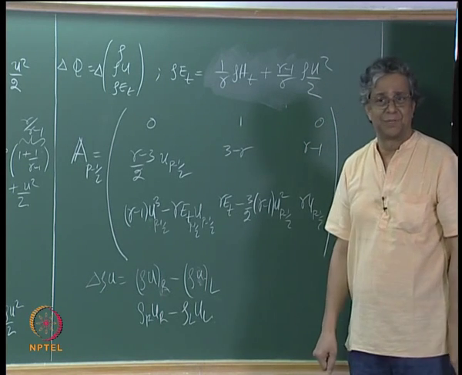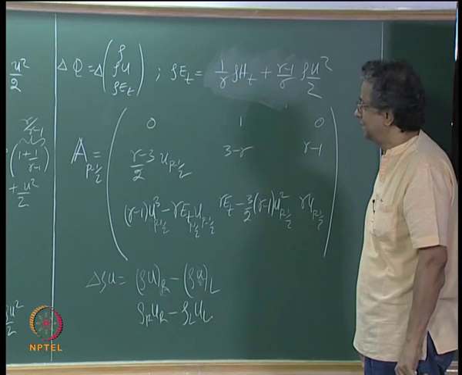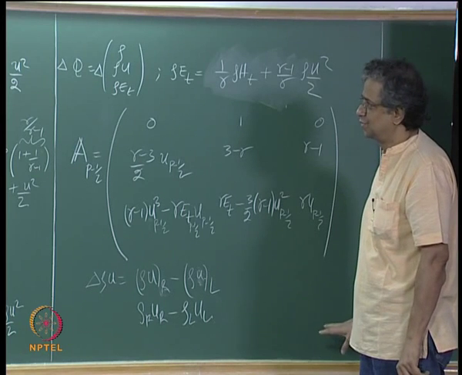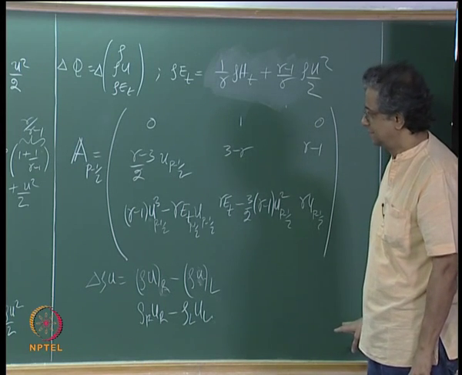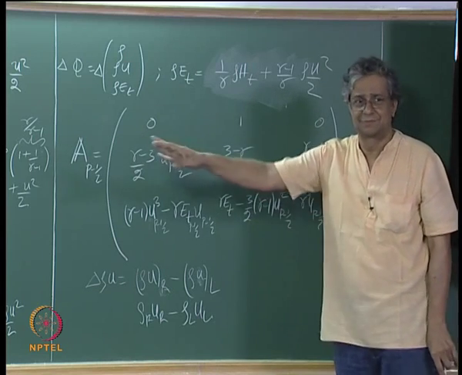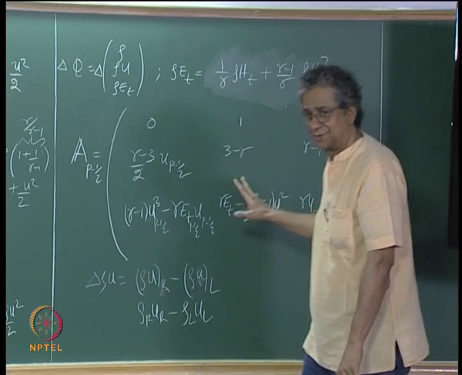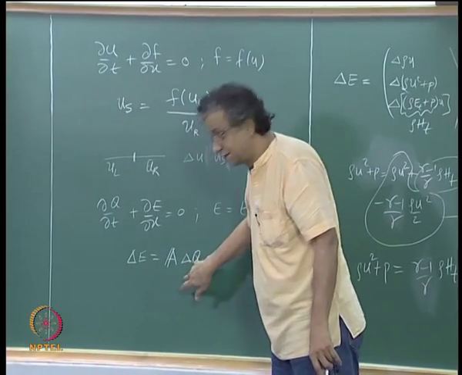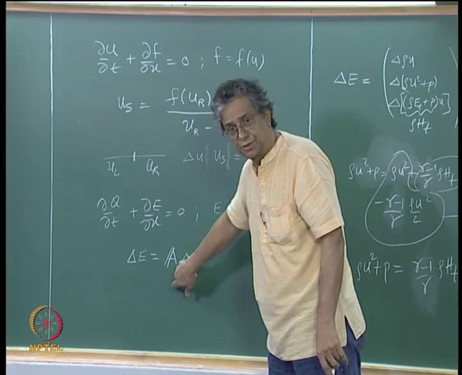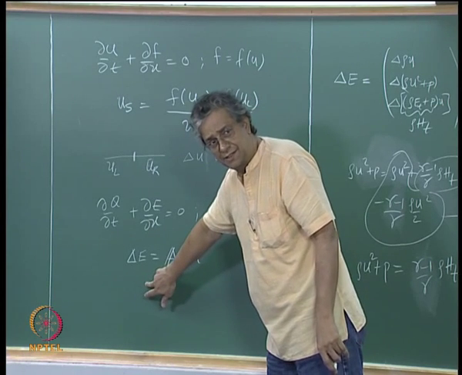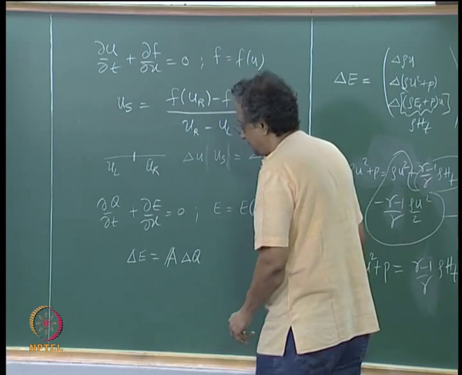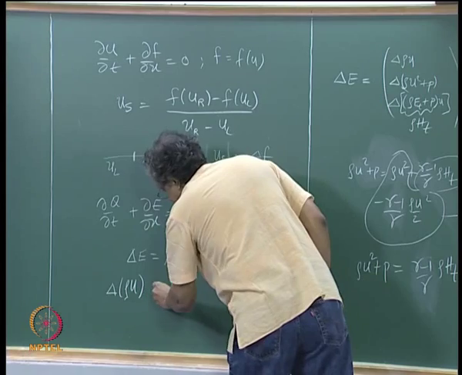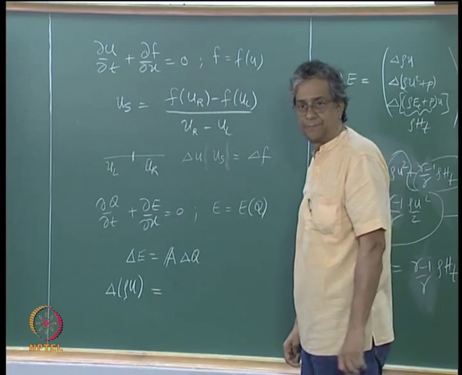Okay, now we need to do the grand multiplication. The first equation is relatively easy. It requires no effort. We are going to go across the 3 parts of the board here. Just to remind you, look here: delta E is A delta Q. So I need to find A delta Q to get my delta E. For the first equation, what is delta E? The first equation is delta rho u.